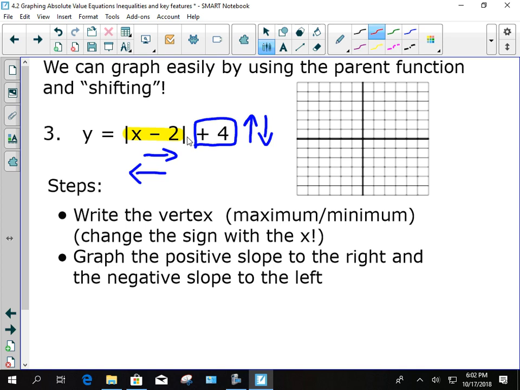So we know our parent function vertex is right here at 0, 0. Now we're going to move our vertex based on the shortcuts I just gave you. With the x lies, so that means I'm not going to go to negative 2, I'm going to go to positive 2. So I go over 2, and then I'm going to go up 4. 1, 2, 3, 4, and I put my dot right there. There's my vertex now. And then I go up 1 over 1, up 1 over 1, up 1 over 1, up 1 over 1. Easy peasy lemon squeezy.